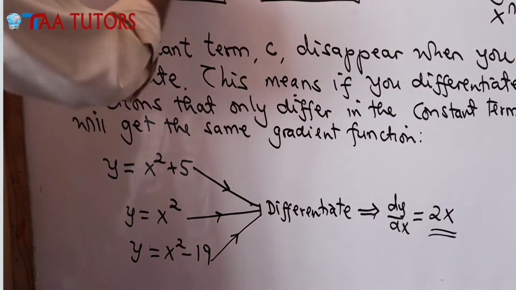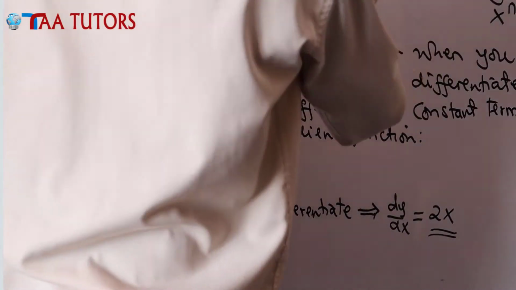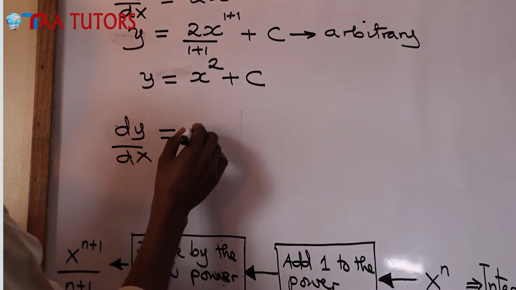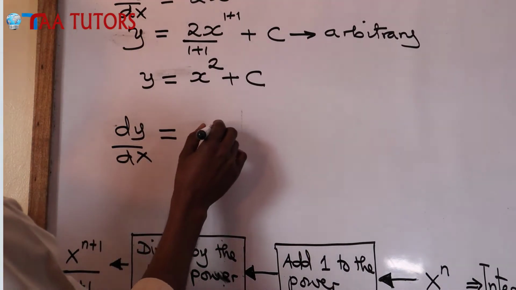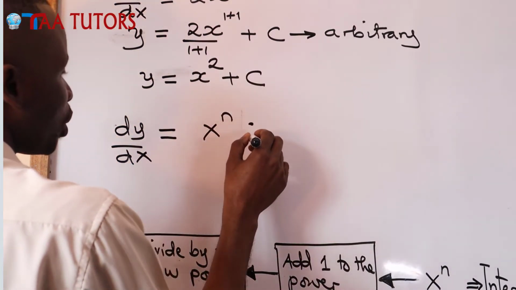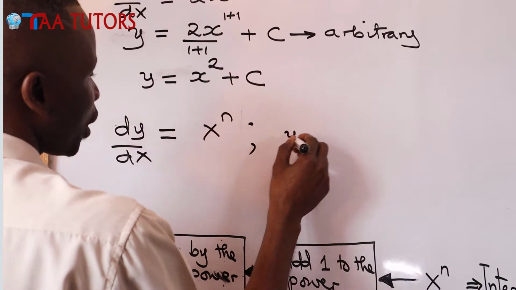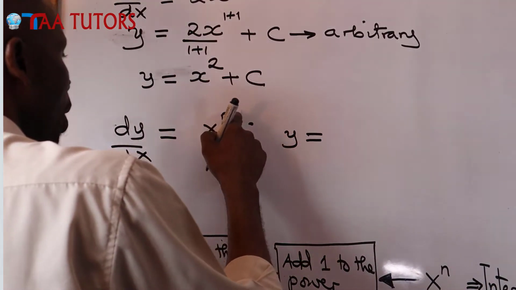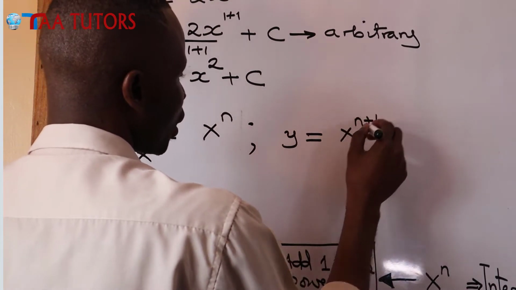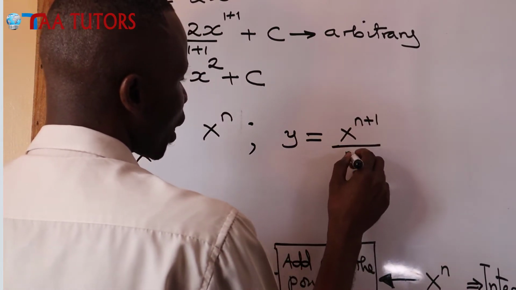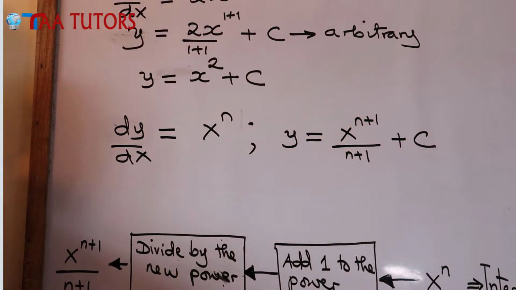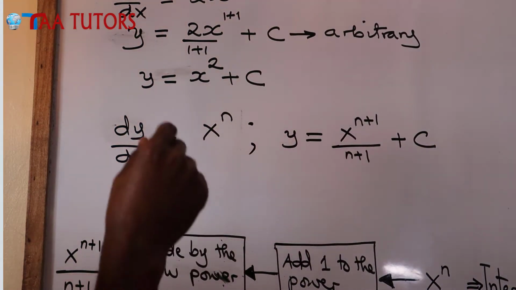Now, what about if we have a gradient function dy/dx equals x power n? We have said that if you have this one, then the function y equals, we said we add 1 there, so it will be x power n plus 1 divided by the new power, which is n plus 1, then plus c, where c there we have said is an arbitrary constant. Every time you integrate, you have to put it there.